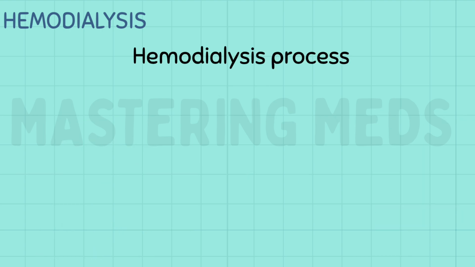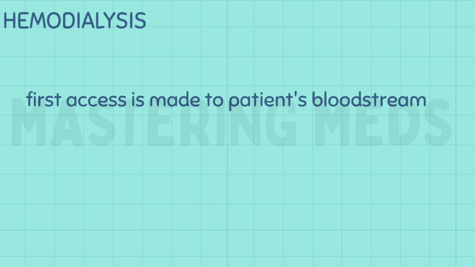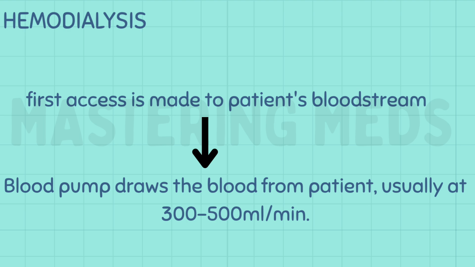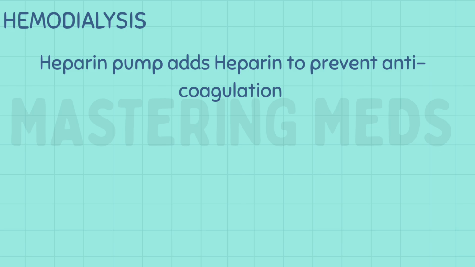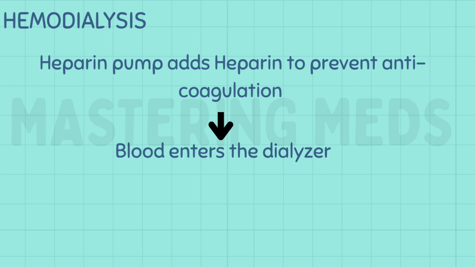Let's understand how the hemodialysis process occurs. First, access is made to the patient's bloodstream through a catheter or AV fistula or graft. The blood pump draws blood from the patient, usually at 300 to 500 milliliters per minute. The heparin pump adds heparin to prevent clotting. Then blood enters the dialyzer.